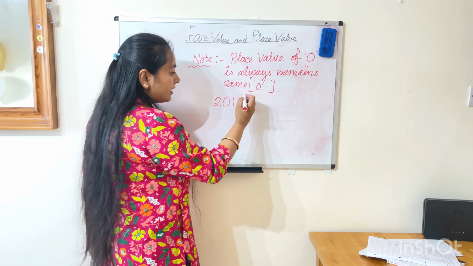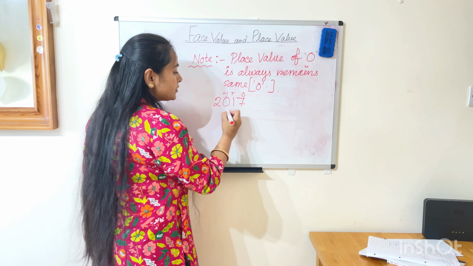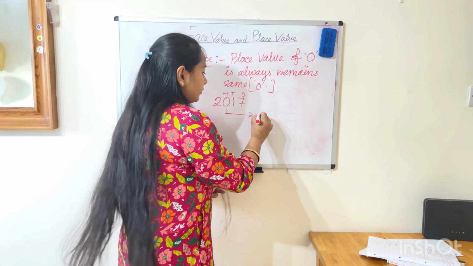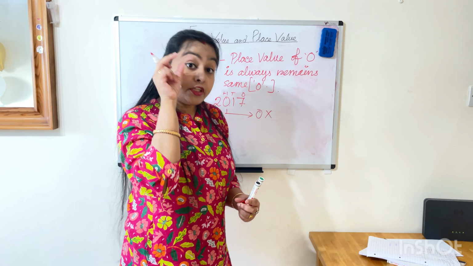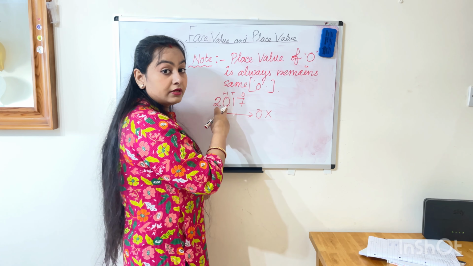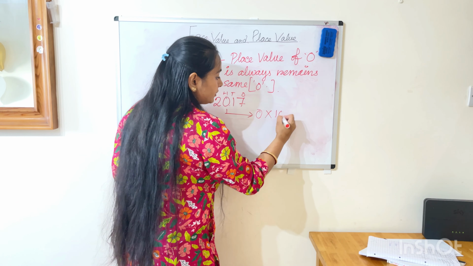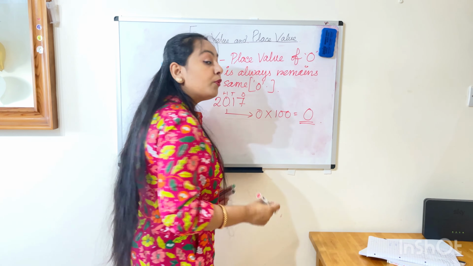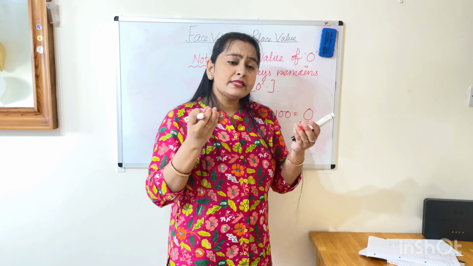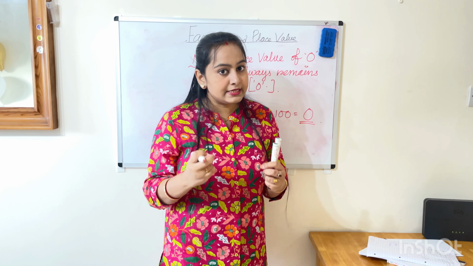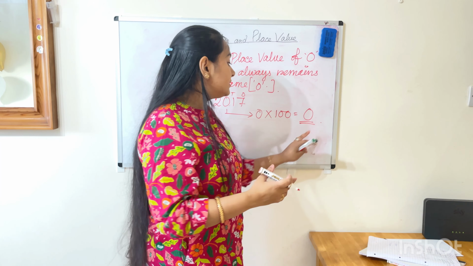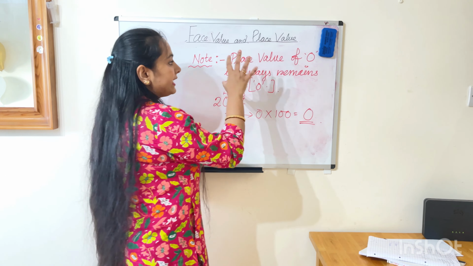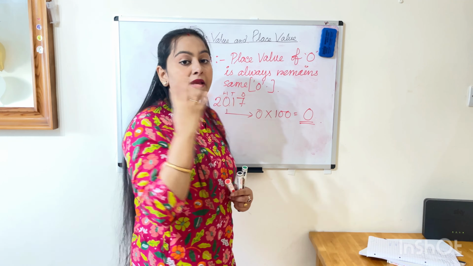At the 100 place. Ones, tens, 100. So what we have already taught here is that the digit, that is 0, should be multiplied with the position of the number. Which position is the 0 at? It is at the 100 position. So it is multiplied with 100, but it will give the result of 0. Why? Because if we multiply 0 with any other number, we get the same answer, 0, right? So always keep it in mind that the place value of 0 always remains 0.